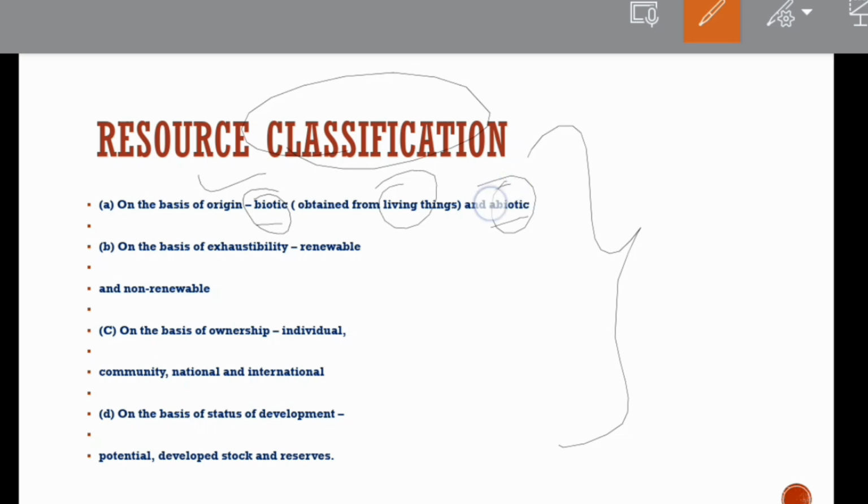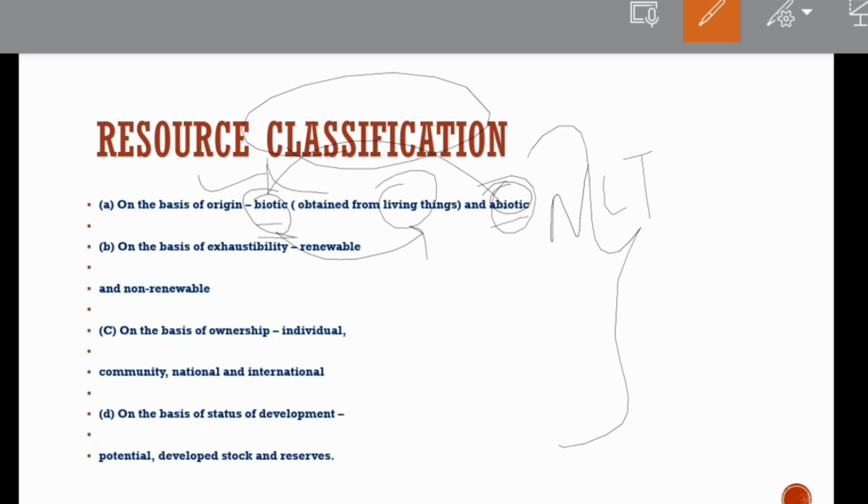When we're talking about abiotic resources, it is completely opposite to biotic resources. Biotic means obtained from living things, so abiotic means obtained from non-living things. Can you name any non-living things around you? For example, things which can't breathe, such as rocks, mountains, soil, etc.